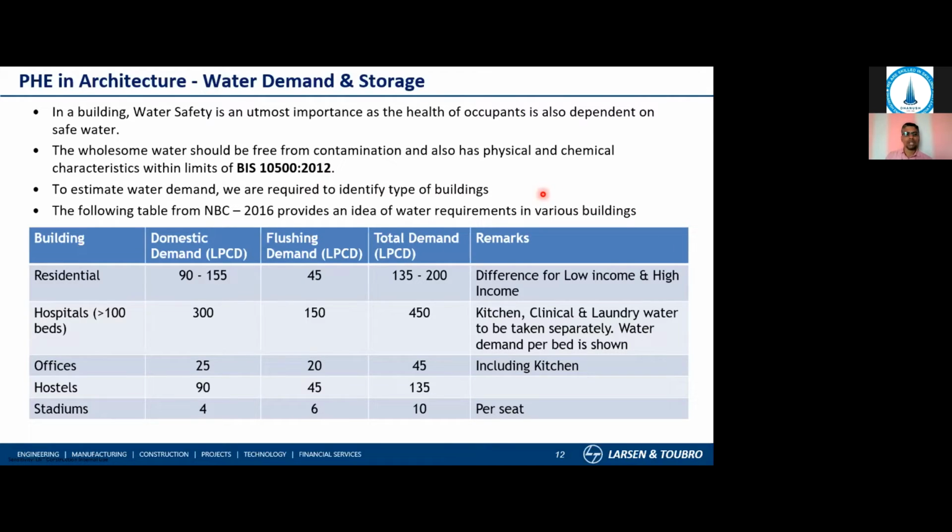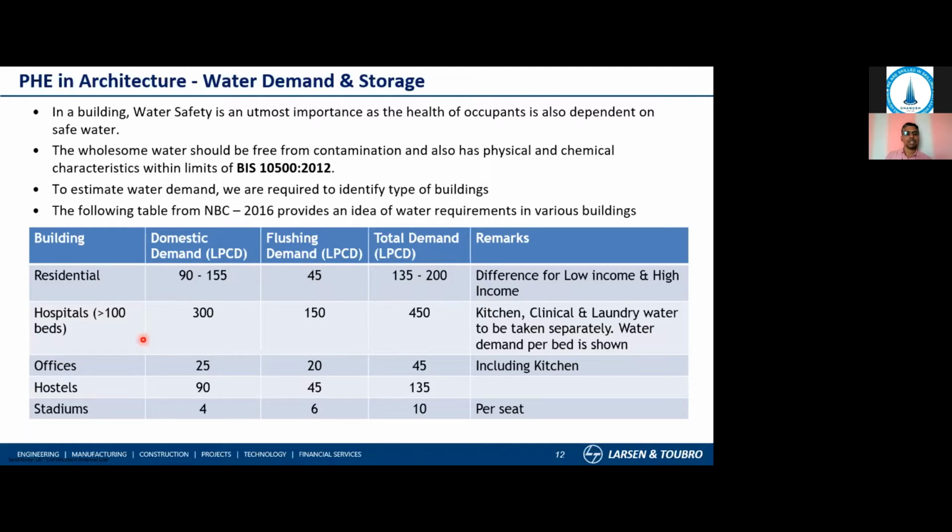Based on that, I have listed it out here. For example, for a residential building, a range of 90 to 155 LPD is required for domestic demand. If you split the demand in two ways, flushing also requires 45 liters. So the total LPCD is such that a person can consume around 135 to 200 liters, based on the category of the residence and the location.